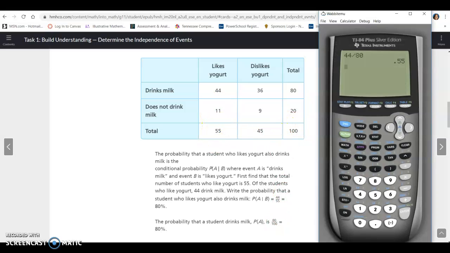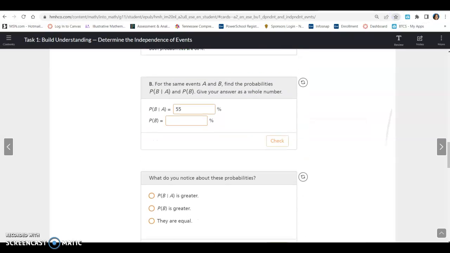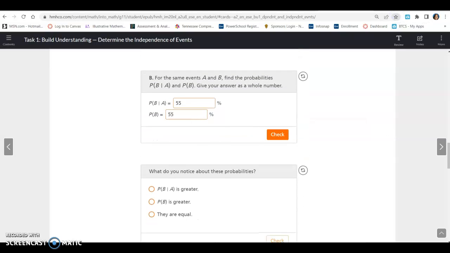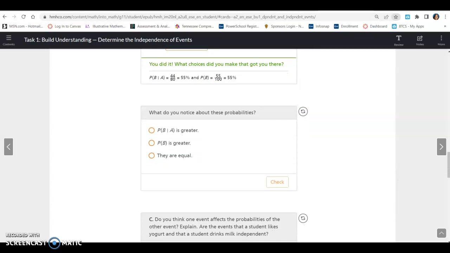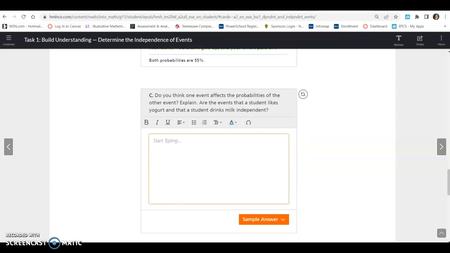So let's see what 55 divided by 100 is. It is also 55%. So what do you notice about these probabilities? These are also equal. Do you think one event affects the probability of the other event? Explain. Are the events that a student likes yogurt and that a student drinks milk independent?